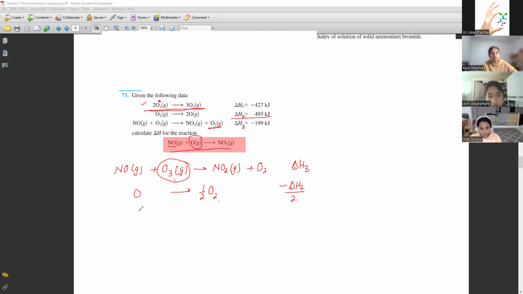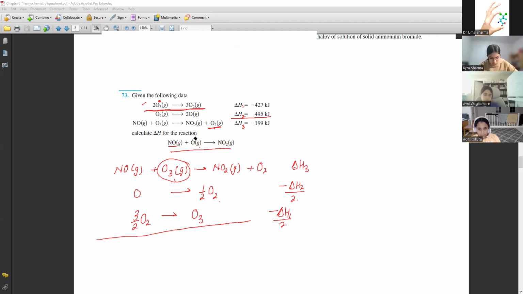You reverse the equation and divide by 2. Then it becomes 3 over 2 O2 giving you O3. Delta H1 will be minus over 2. Add all the reactions. These are the changes which I needed, and accordingly I changed my delta H values. Now add all the reactions. When you add all the reactions, just check everything that is not needed is cancelled out. O3, O3 cancelled.